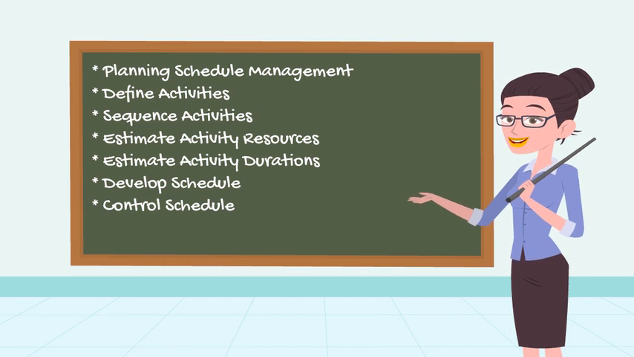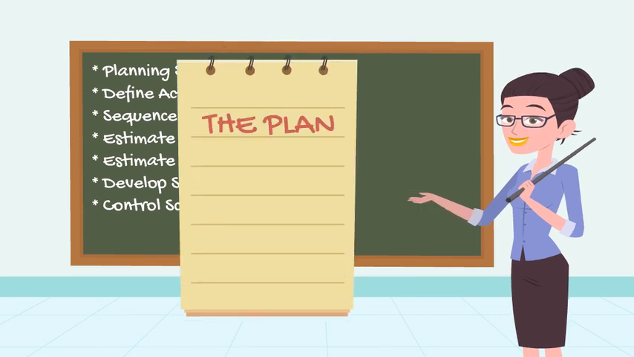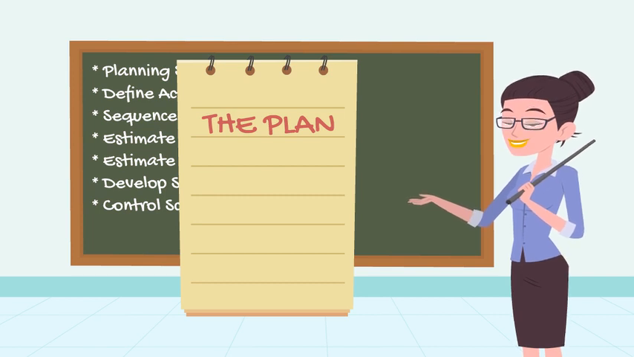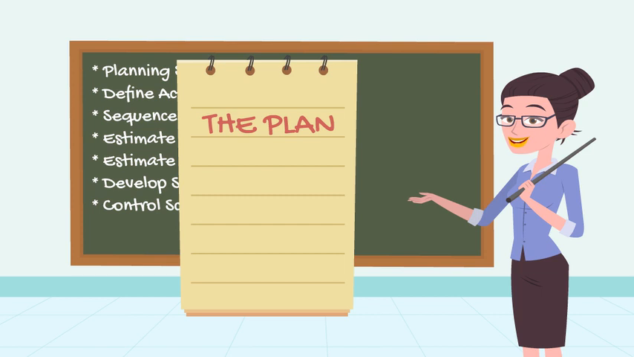Firstly, I need a way to plan the trip, and because it was a small trip, I've chosen to plan it in this notebook. This is my schedule management plan, and as you can see, it is informal. Larger projects might have a more formal, highly detailed plan, depending on their needs, but for this trip, keeping things in this notebook is sufficient.